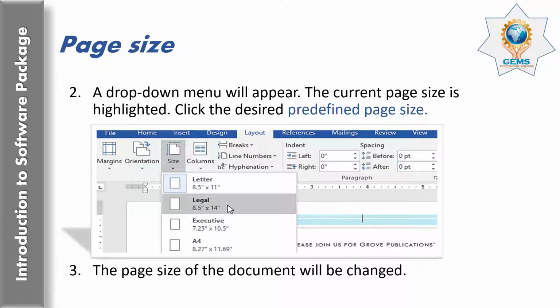A drop-down menu will appear. The current page size is highlighted. Click the desired predefined page size. There are different predefined page sizes such as Legal, Executive, A4, A3, and A5. So you can click the desired predefined page size, and after selecting it, that will be reflected in your document.